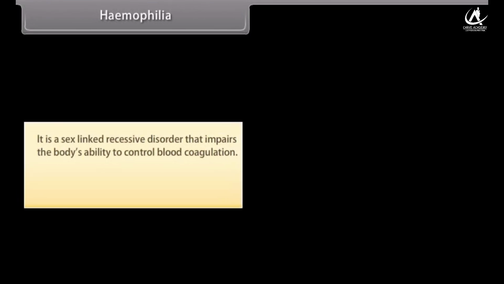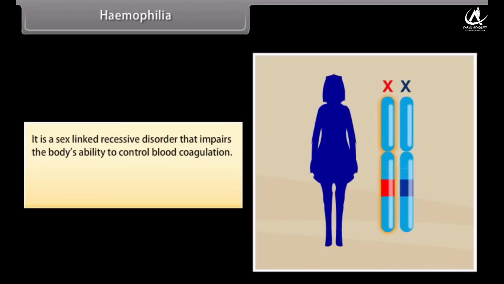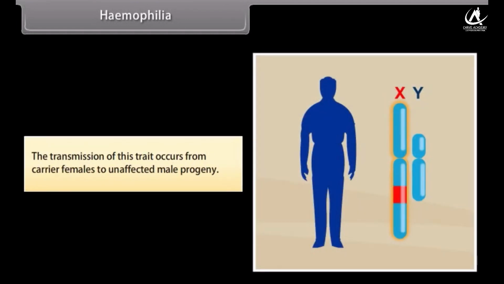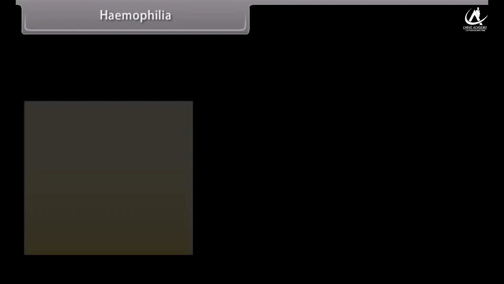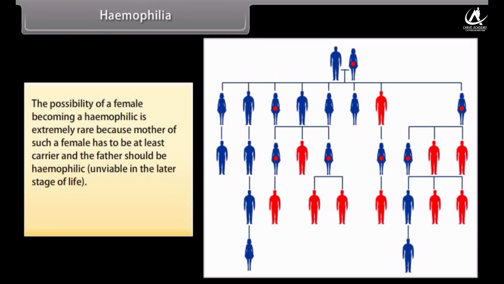Hemophilia. It is a sex-linked recessive disorder that impairs the body's ability to control blood coagulation. It is caused due to the deficiency of certain clotting factors. The transmission of this trait occurs from carrier females to male progeny. The possibility of a female becoming hemophilic is extremely rare because the mother of such a female has to be at least a carrier and the father should be hemophilic, and such females are unviable in the later stage of life. The following chart shows the transmission of hemophilia.